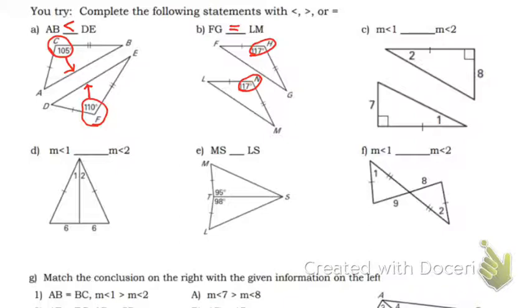All right, C. I'm going to check to see if I can use the hinge angle theorem. I need two pairs of congruent sides. I have one pair of congruent sides, and do we have another pair of congruent sides?